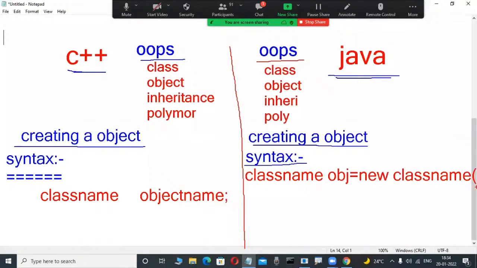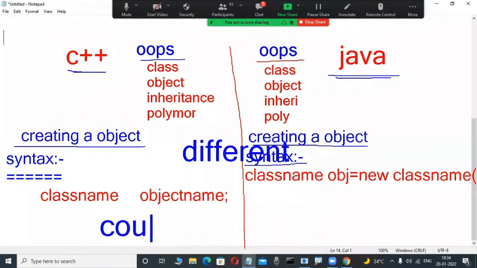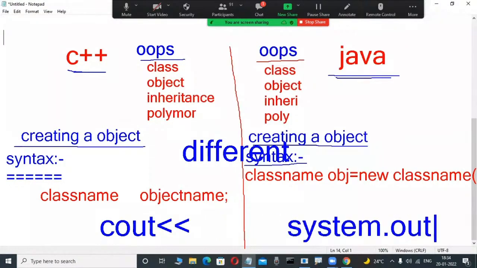Yes, observe here. Are these two languages syntactically different or same? Different. Conceptually, OOPS concepts are the same, but syntactically different. And functions are also totally different. Suppose in C++ I want to display output, cout is a function for streaming output. And in Java, what is the function? System.out.println. That's why they are syntactically different.